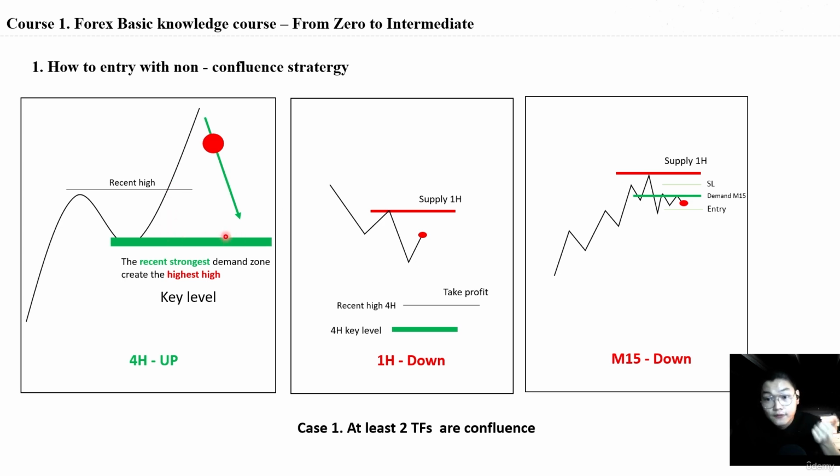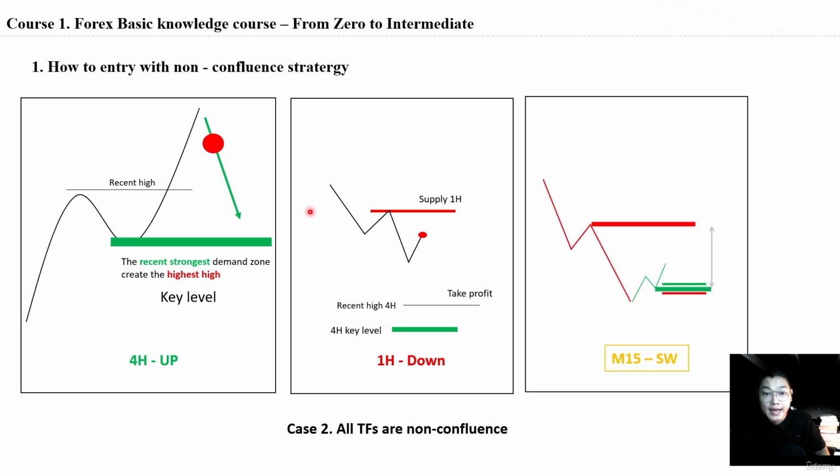And trading stop for this case based on the supply and demand on this movement, like some example I give you in the last lessons. And the next case is more complicated. All time frames are non-confluence. It means that the 4 hours, 1 hour, and 15 minutes time frames are different from each other.